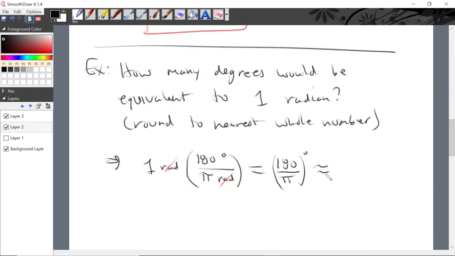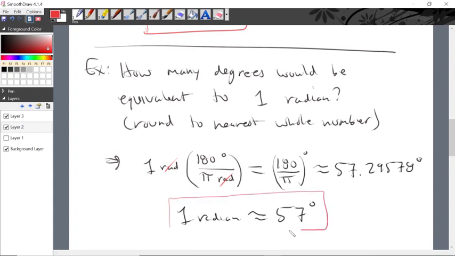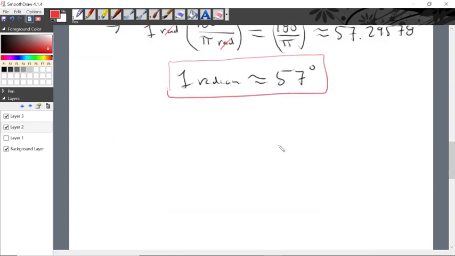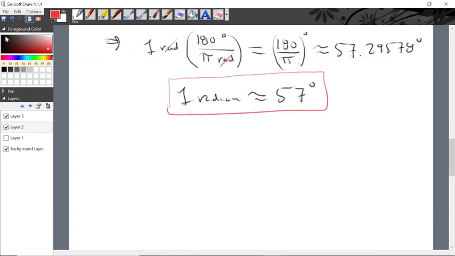So 180 divided by pi first off comes out to 57.29578. I'll stop there, and then degrees. Round that to the nearest whole number. 1 radian is approximately the same amount of rotation as 57 degrees, or 57.3 degrees if we were going to 1 decimal place. Every 1 radian is approximately 57 degrees of rotation.